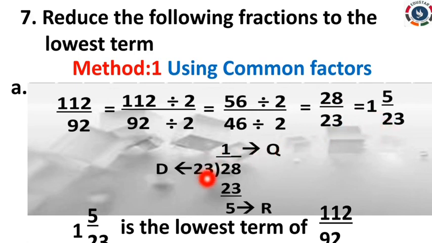So divide the value. The denominator you write outside and the numerator inside. Then divide. How many times is 23 in 28? Only one time, write it at the top, then write down and subtract, you have balance 5. So you arrange the numbers in Q, R by D format. 1, 5 by 23. So 1 5 by 23 is the lowest term of 112 by 92.